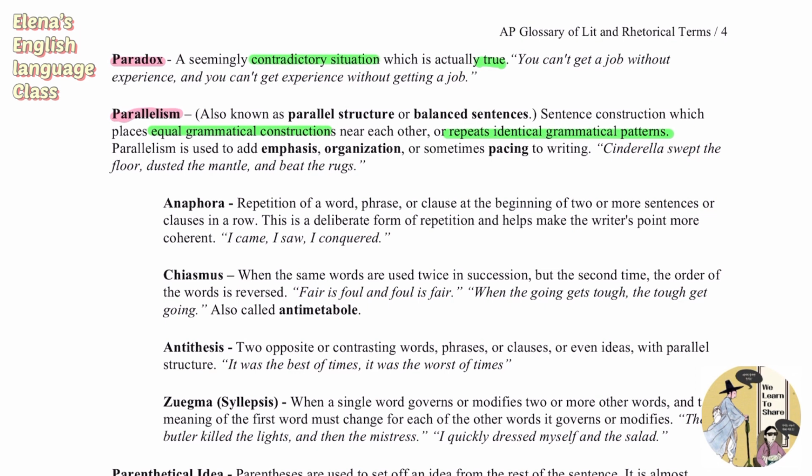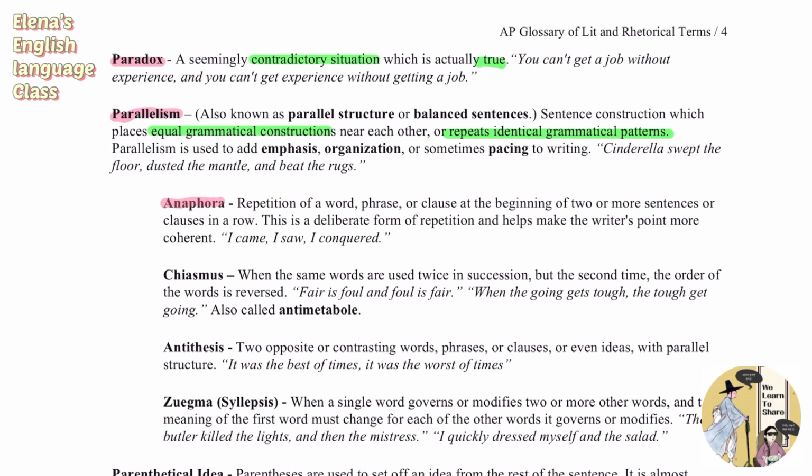So for example, Cinderella swept the floor, dusted the mantle, and beat the rugs. You can see how the subject Cinderella does 3 things, but she uses similar grammatical patterns, using the verbs swept, dusted, beat, which are all the past tenses of the verbs. And these are the 4 types of parallelism we're going to look at today.